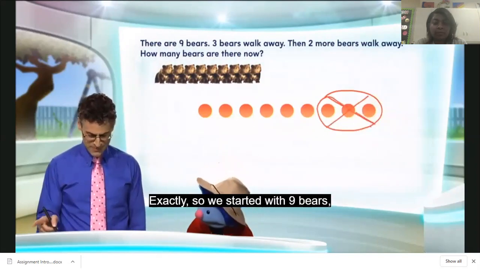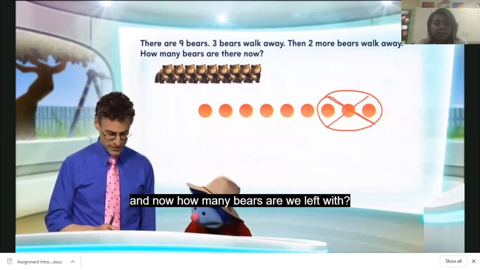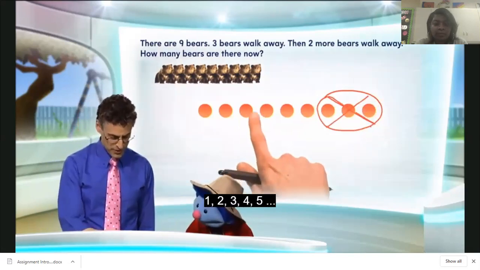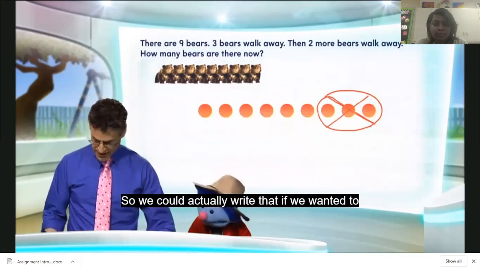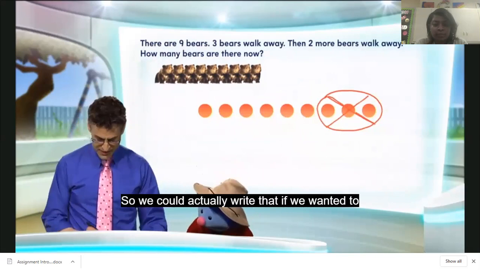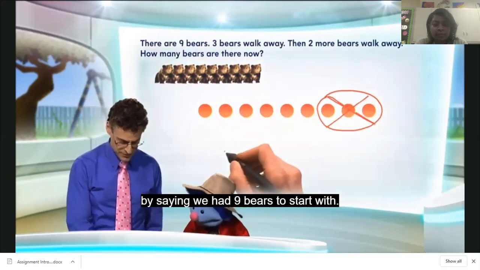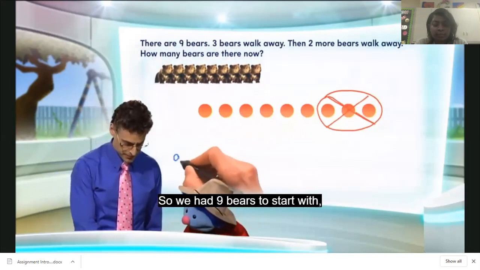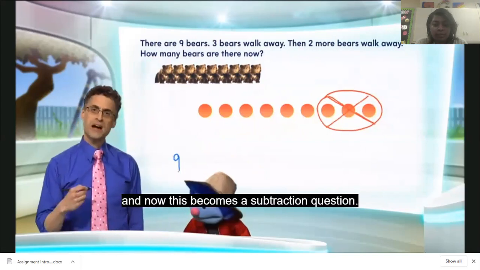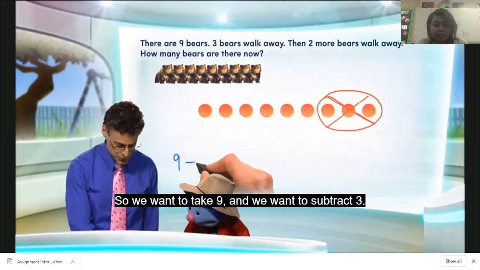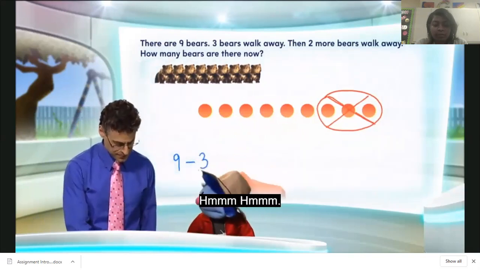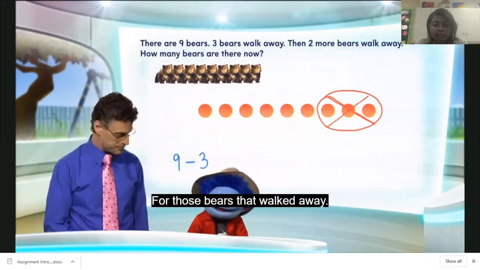So we started with 9 bears, and now how many bears are we left with? 1, 2, 3, 4, 5. Park Ranger? 6. Exactly. So we could actually write that if we wanted to by saying we had 9 bears to start with. And now this becomes a subtraction question. So we want to take 9 and we want to subtract 3. For those bears that walked away.